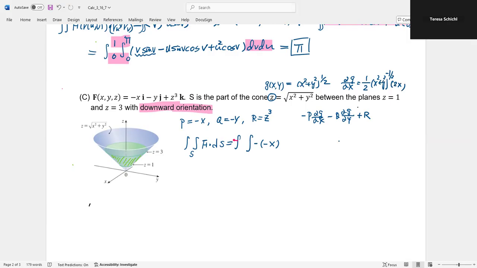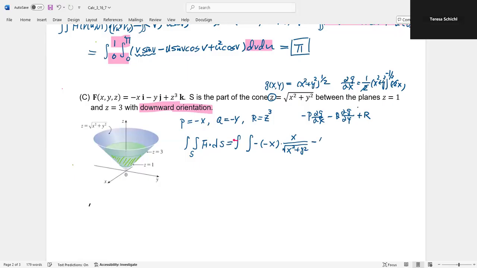Now let's put it here. The negative 1/2 power I can put in the denominator, so this is the square root of x squared plus y squared. The 2 and the 2 cancel out, so the top will just be x.